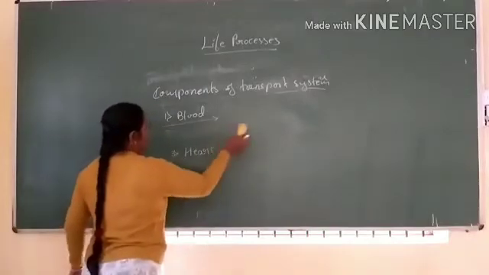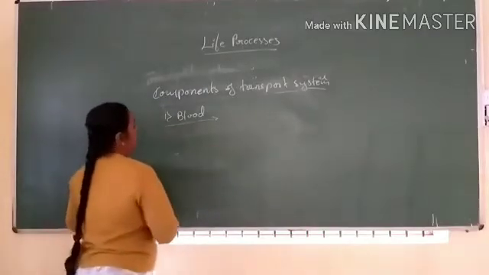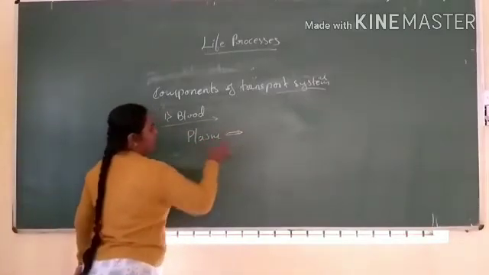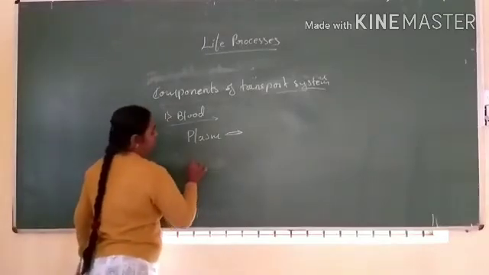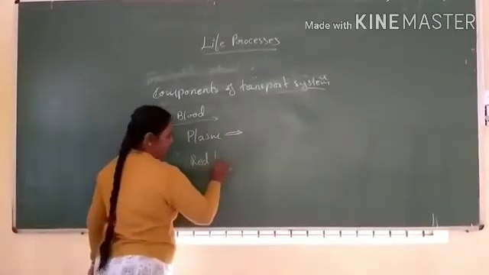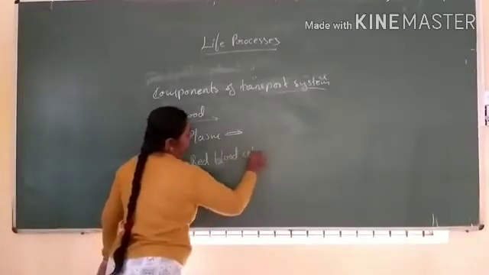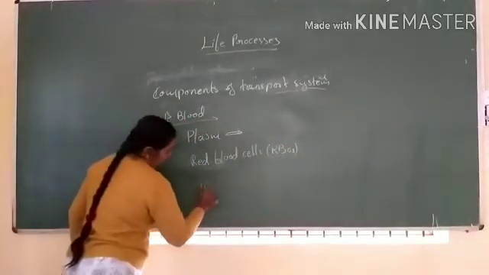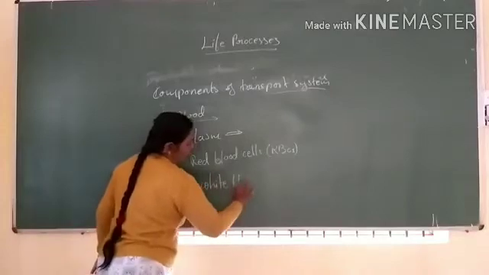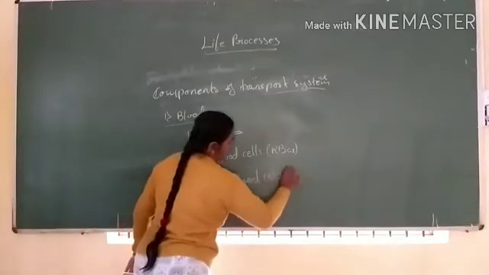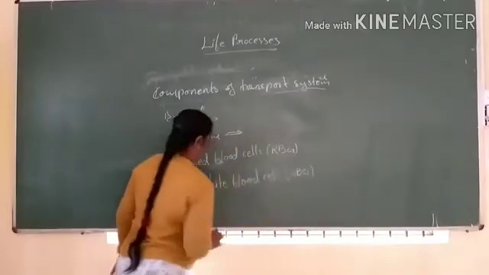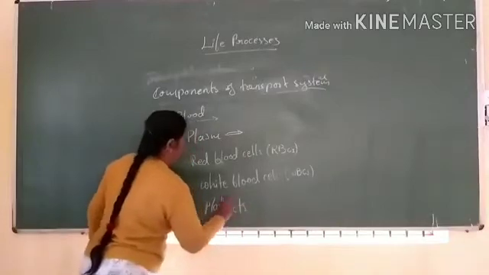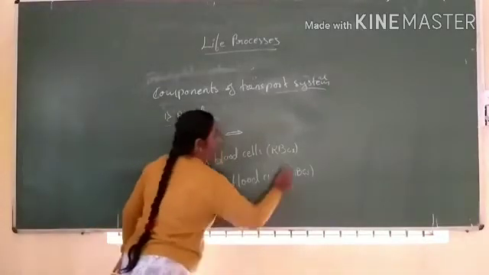The blood again consists of various parts. It contains the liquid matrix called plasma. Then red blood cells or red blood corpuscles you can call. Red blood cells you can simply call RBCs. White blood cells, that is WBCs, and platelets. These are the components of the blood.